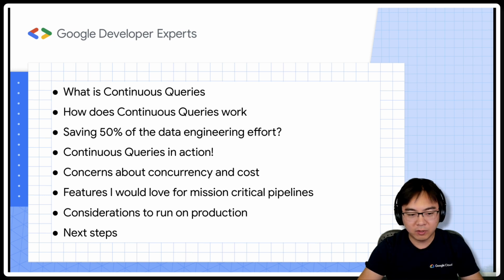I did, however, find a number of issues, and these are particularly to do with concerns on the concurrency of how many continuous queries you can submit and the cost associated with it. There's a bunch of features I would really love to see released, potentially in the near future in GA, for more mission critical pipelines to make this a lot easier to manage.